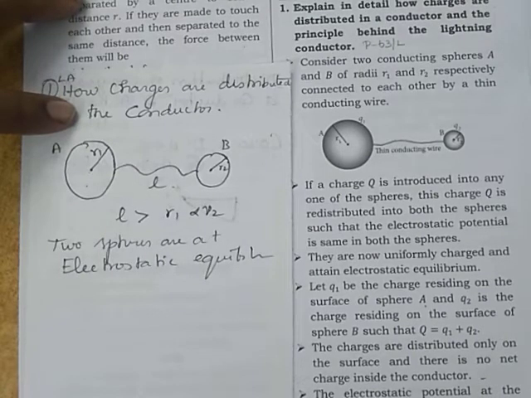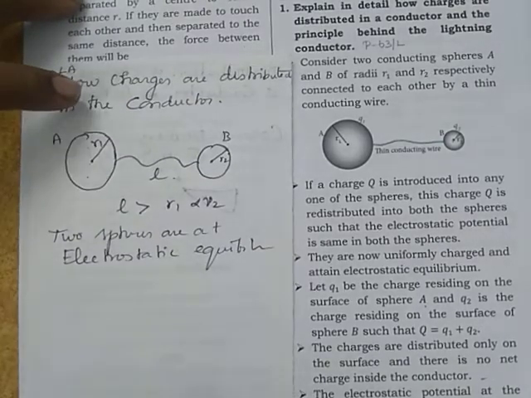Then there is no net charge inside the conductor. All the charges must reside on the surface of the conductor. Then the electric field on the surface of the conductor will be perpendicular to the surface. And the fourth point, that is, the potential inside and outside the conductor will be the same.